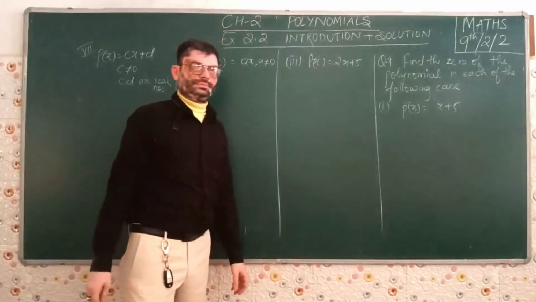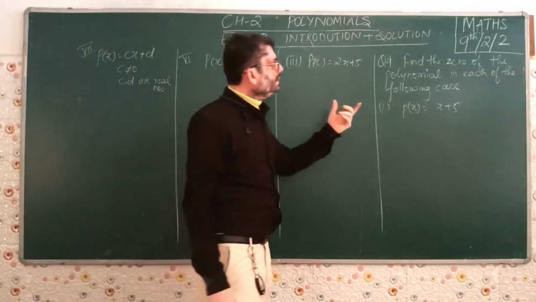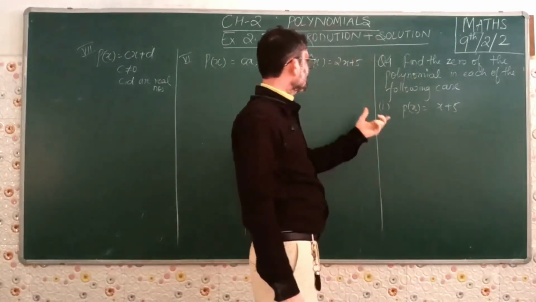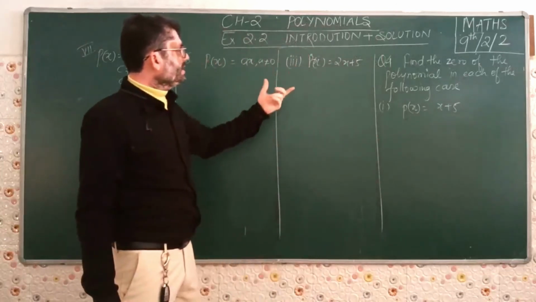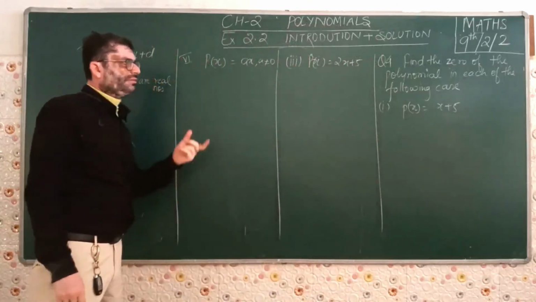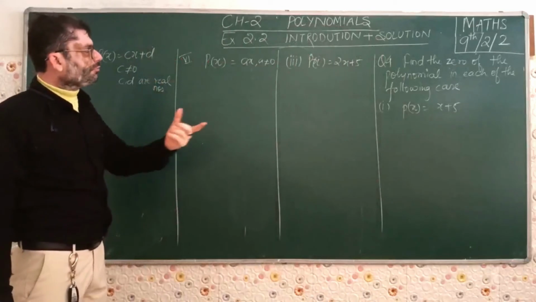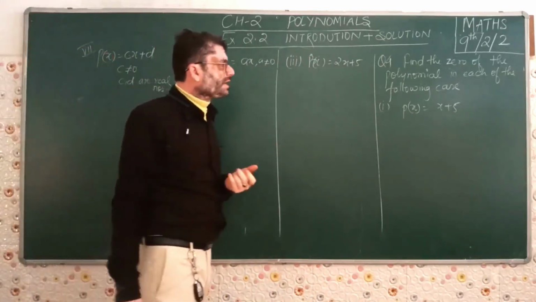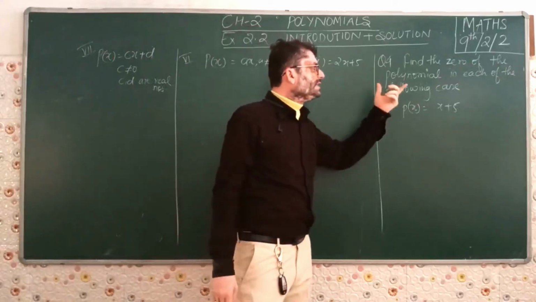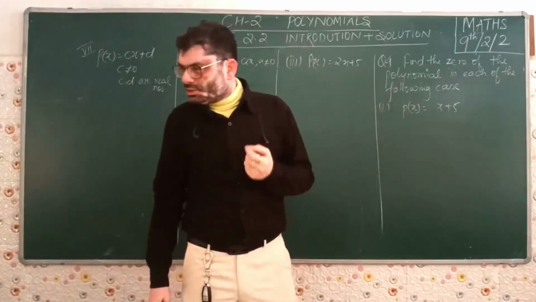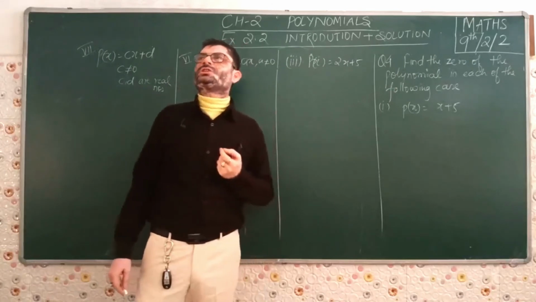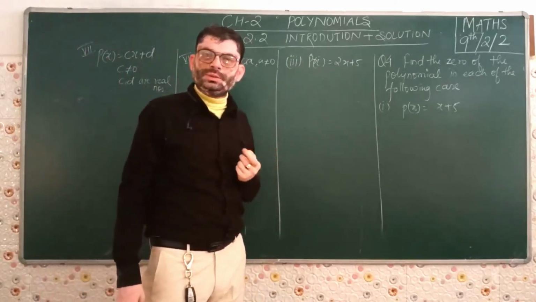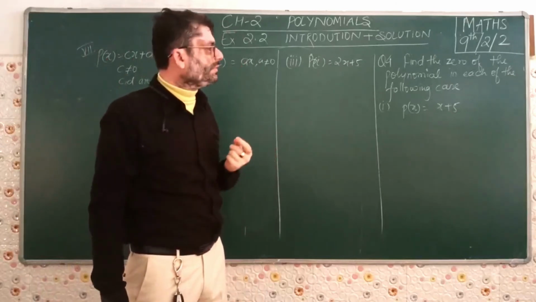Number 4. Find the 0 of the polynomial in each of the following cases. There are various bits of the question, out of which we will be solving 4, and the rest you can solve by yourself for practice. Find the 0 of the polynomial in each case. 0 of the polynomial in each case means those values of x that will make the polynomial 0. We had discussed it.